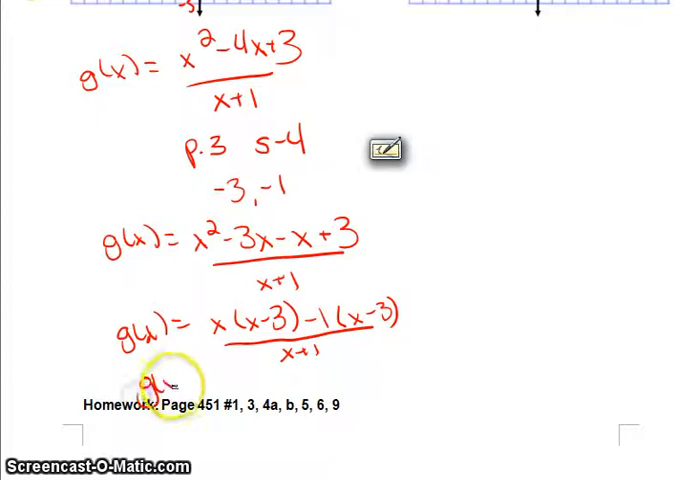Taking out that other common factor from our whole set here, we have g of x is equal to x minus 3. What we're left with is x minus 1. That's all divided by x plus 1. So if you look here, there are actually no common factors. We have x minus 3 and x minus 1, all over x plus 1. So there are no common factors there.